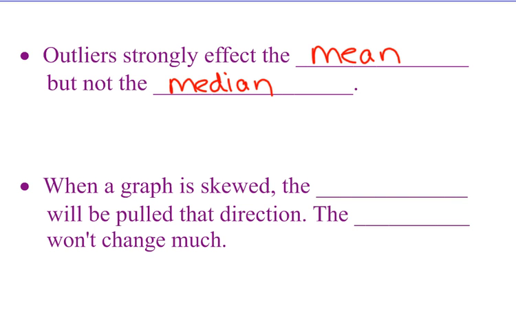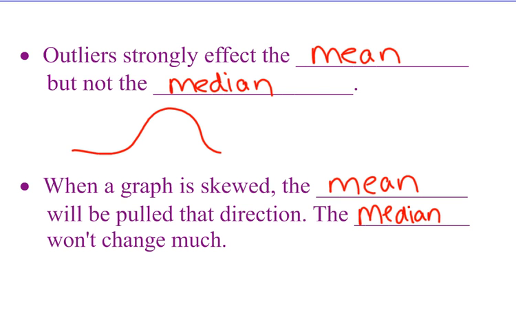So if you know your data is skewed, so when the graph is skewed, the mean will be pulled in the direction of the skew, and the median will not change much. Now what this looks like is we can have several graphs here, right? Here's an example of a left skewed graph. Here's a bell-shaped symmetrical graph, and there's a right skewed graph. I draw these really poorly. There we go. There's a right skewed graph.